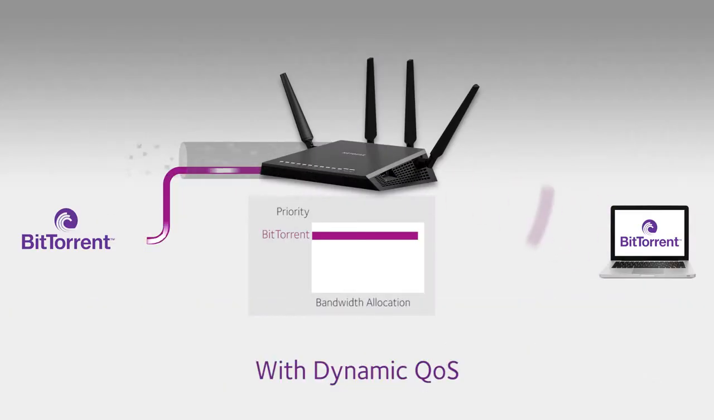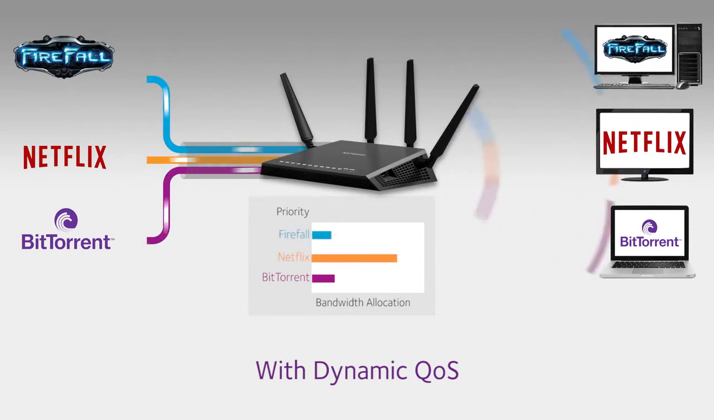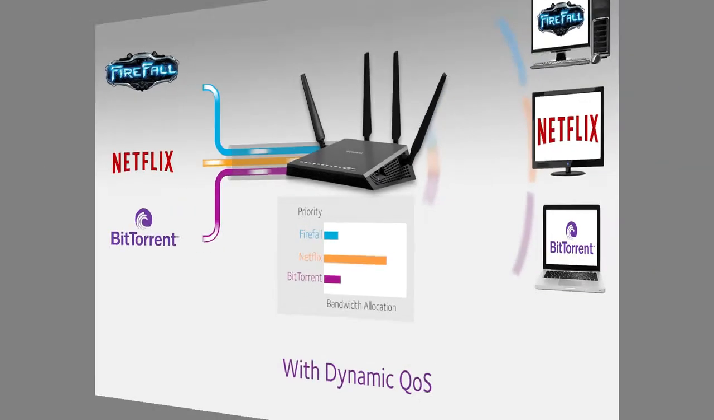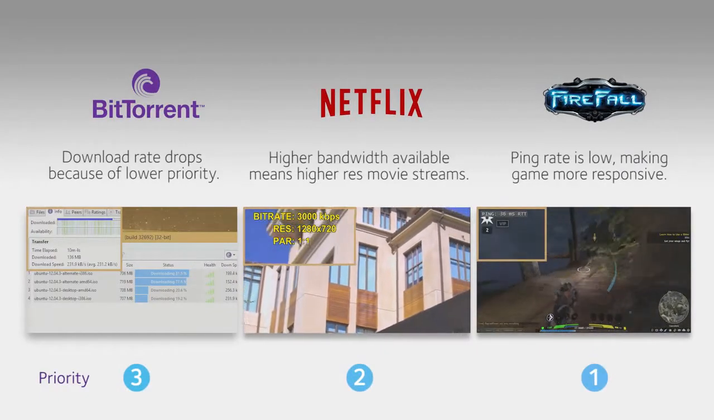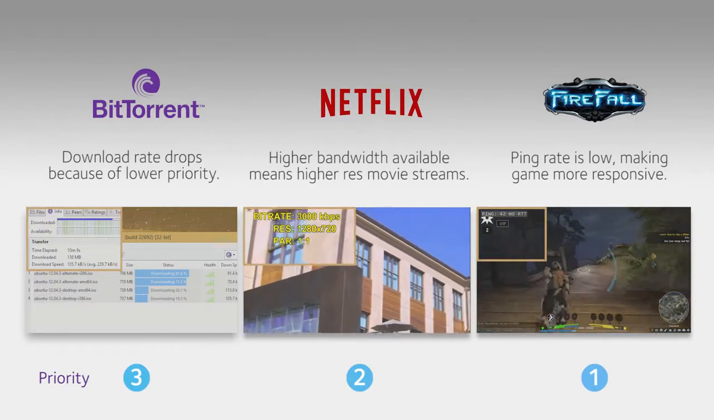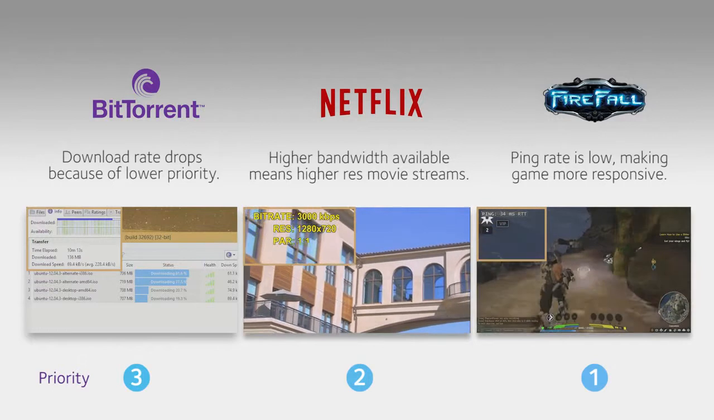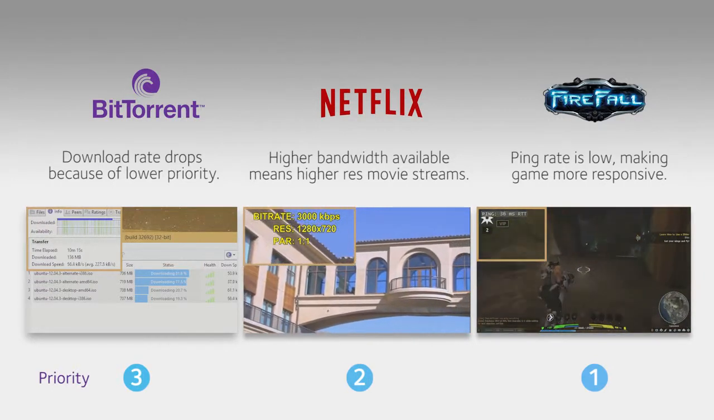As before, when the laptop begins the BitTorrent download, the router allocates the available bandwidth for it. But then, when the Netflix video and the online game begin, the router adjusts the bandwidth allocation, giving less bandwidth and lower priority to the BitTorrent download. The router's Dynamic QoS prioritizes the connected devices, making sure each gets the bandwidth it needs for the best connected experience. The NETGEAR router handles all this dynamic bandwidth allocation seamlessly and automatically.